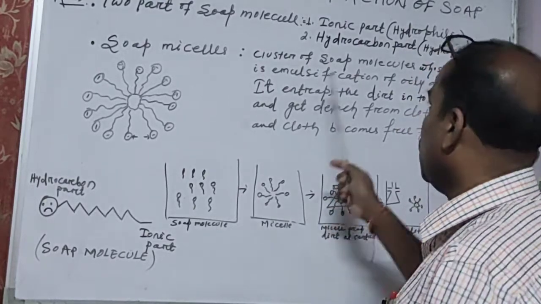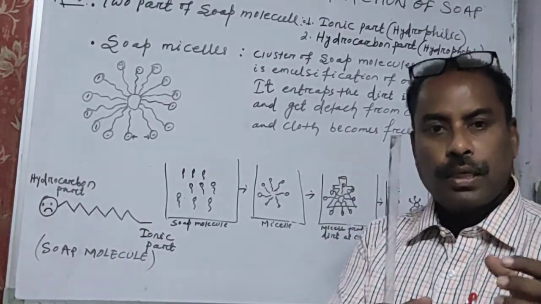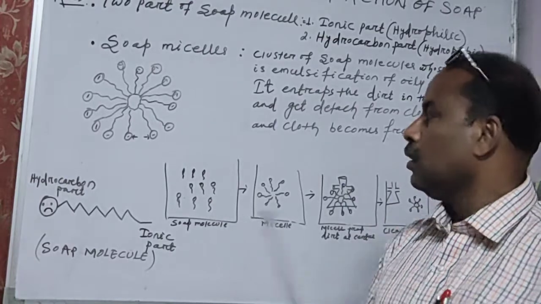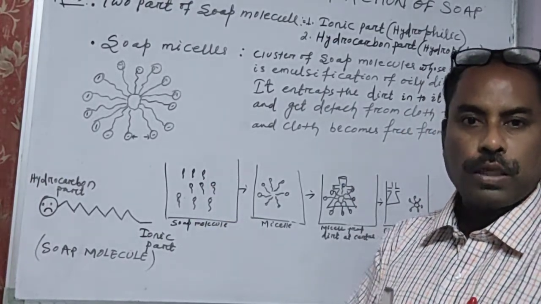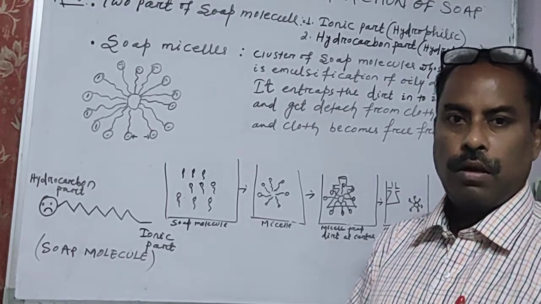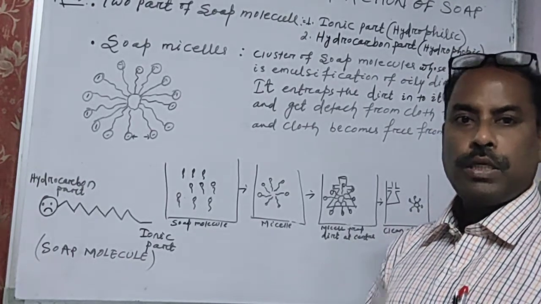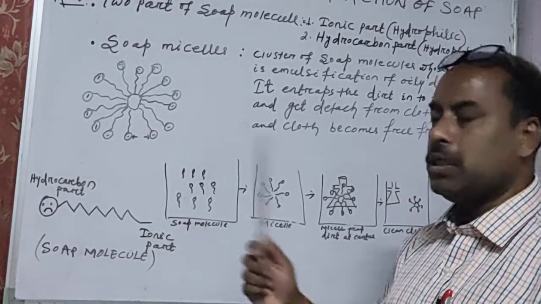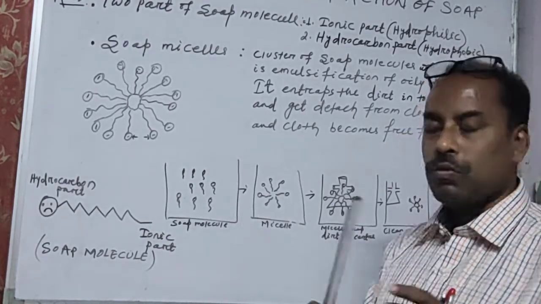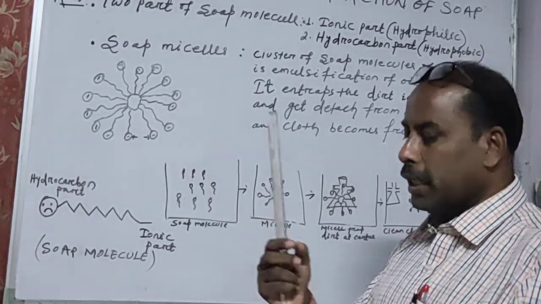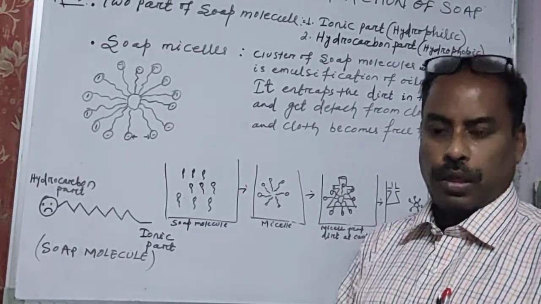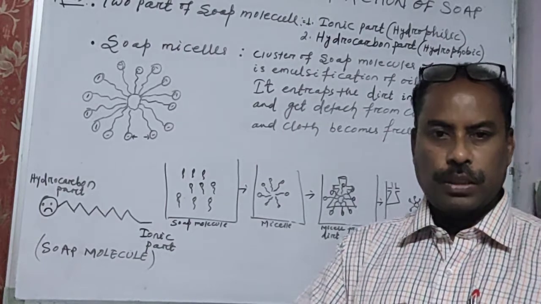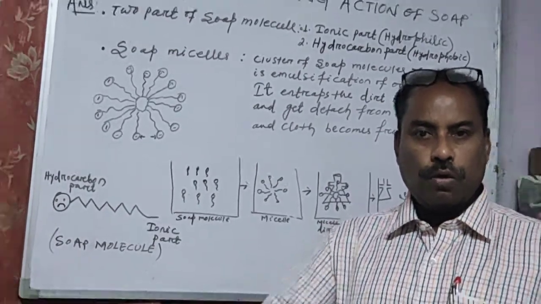That micelle, its main function is what? It cleans the dirt from the cloth. They clean the dirt from the cloth by a process known as emulsification. I have discussed emulsification in the nutrition chapter 6. Here emulsification means what? The soap molecules bring away part of the dirt from our cloth. A big dirt is there. Suppose this is an oily spot.